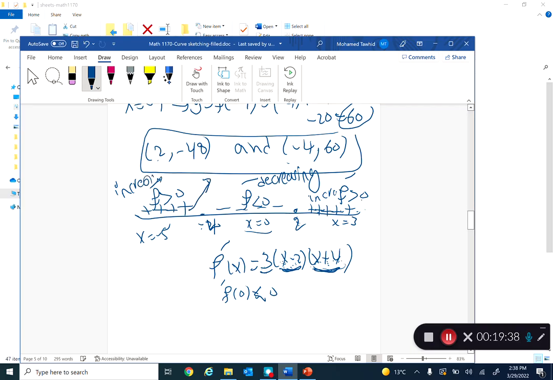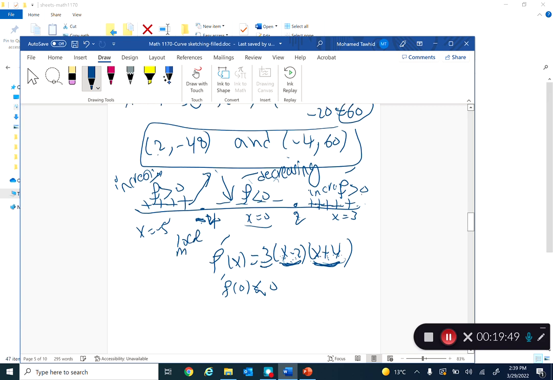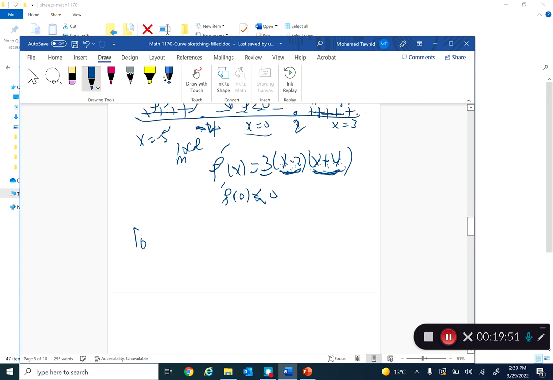So the function is going up before -4 and then going down because it's decreasing here. So what do you have here, guys? Yes, I'm hearing. So local max. So you have at -4, you have local max. What is the value of your local max?